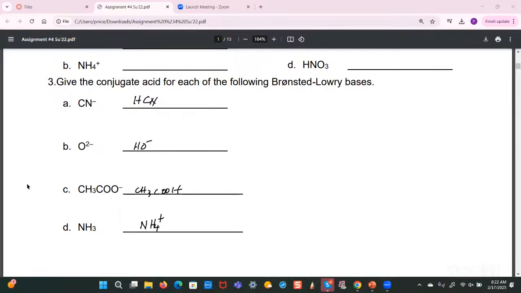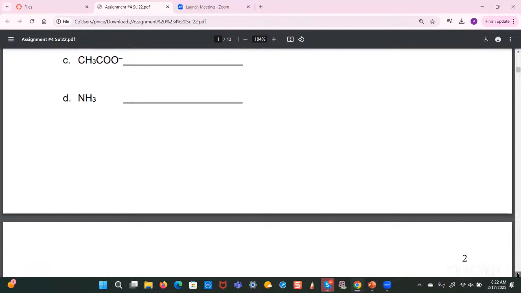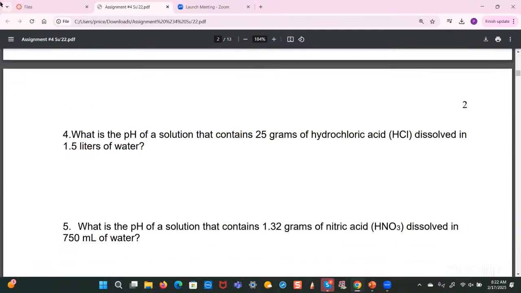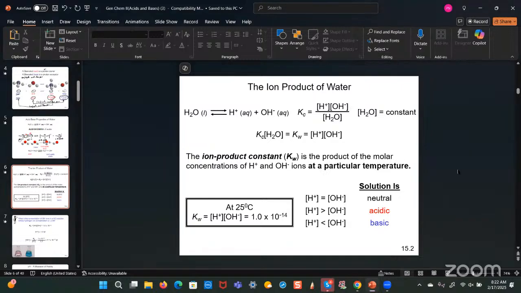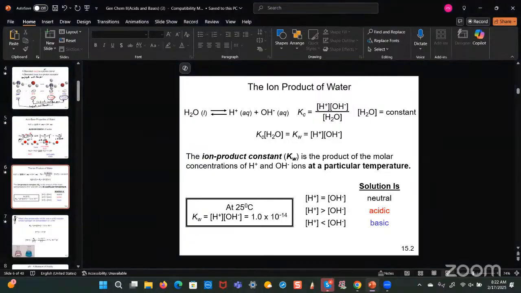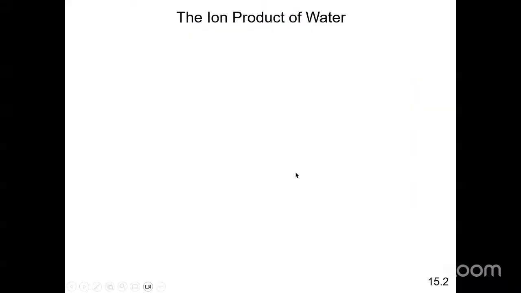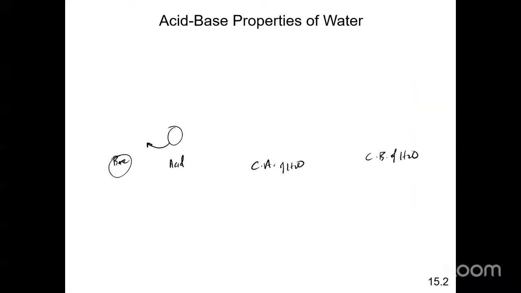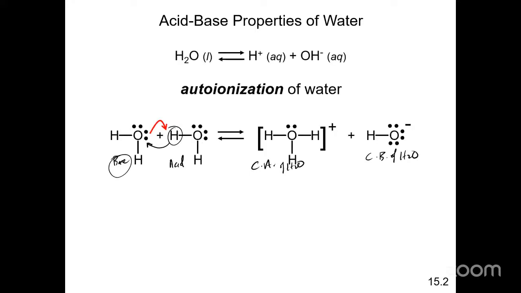Let me clear this. Let me see what's below. Okay, we can't do that yet. All right, so let me go back to the PowerPoint. And now we're going to talk about some quantitative aspects of acidic and basic solutions.